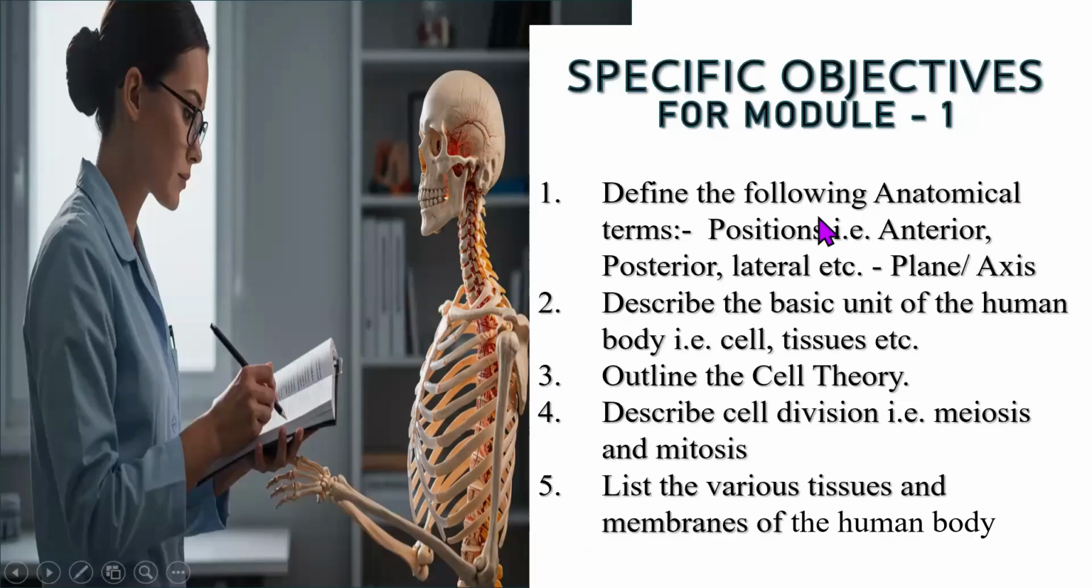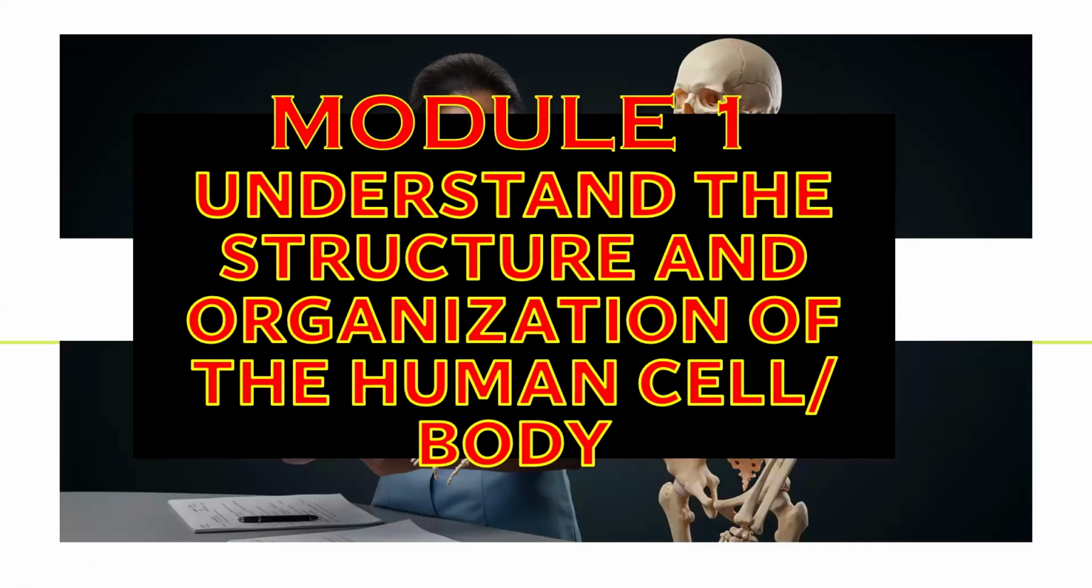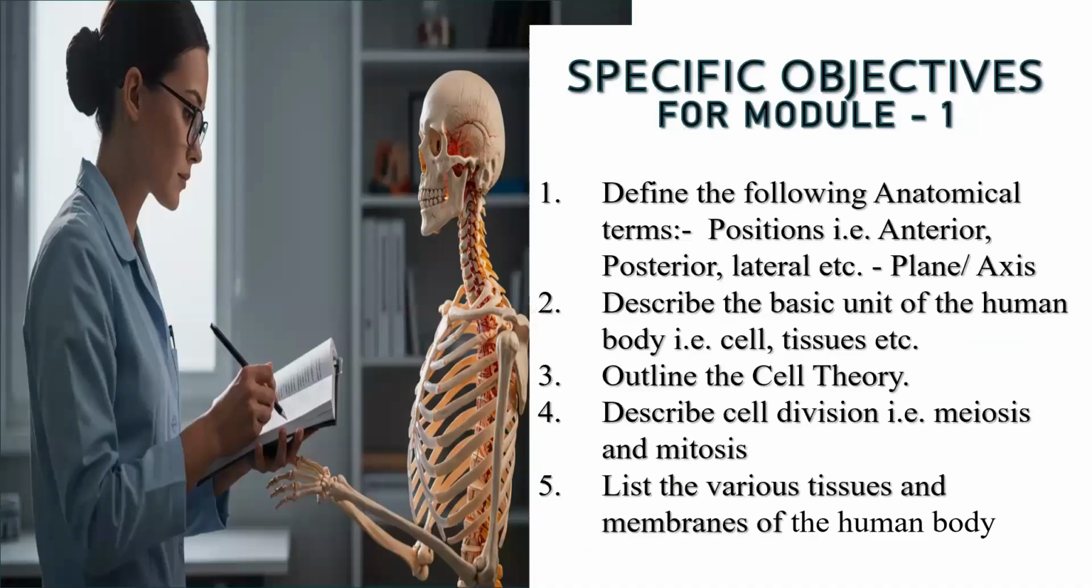For Module 1, we want to look at the specific objectives, which are as follows. In order for us to understand the structure and organization of the human body or body cells, we will discuss the following objectives. Number 1, we'll define the following anatomical terms, positions such as anterior, posterior, lateral, and so forth. We'll also discuss plane and body axis. Number 2, we'll describe the basic units of the human body, such as the cell, tissue, and so forth. 3, we'll outline the cell theory.